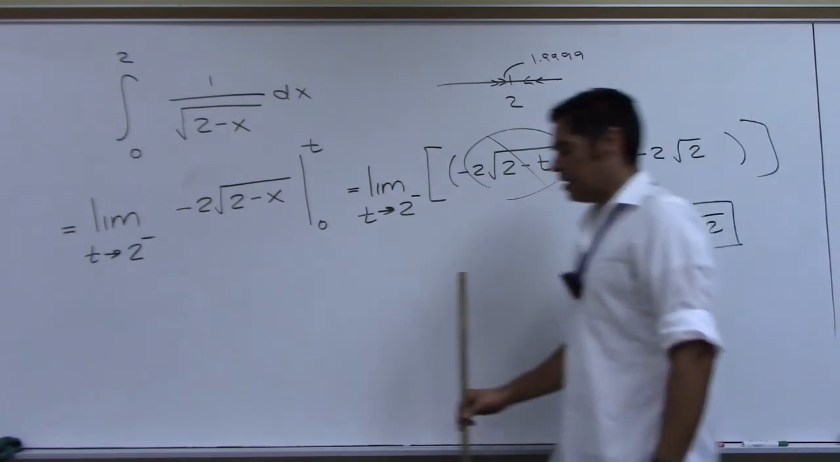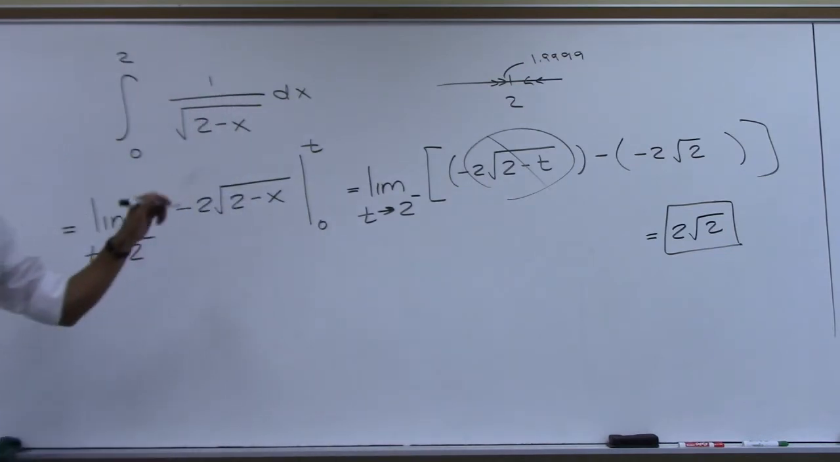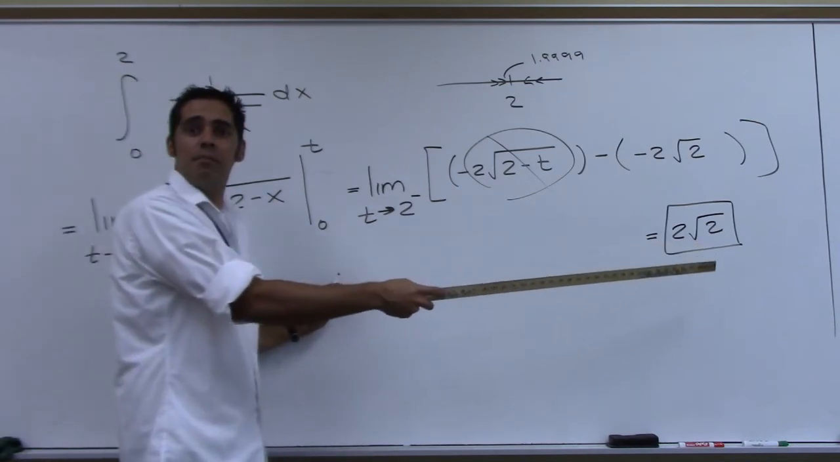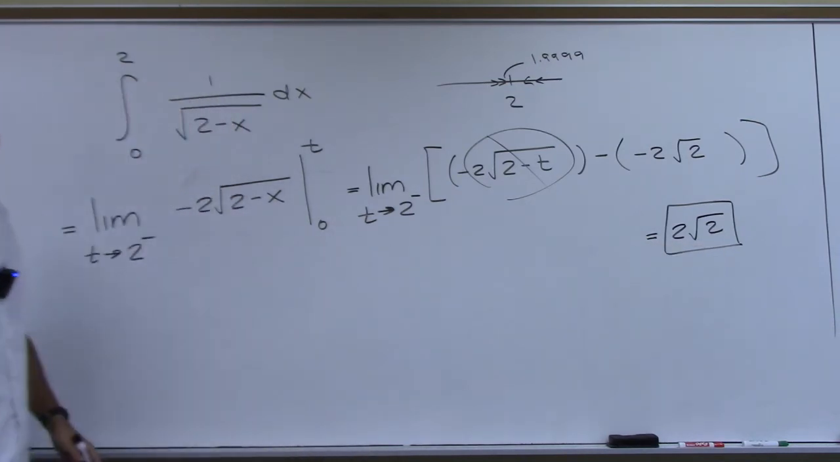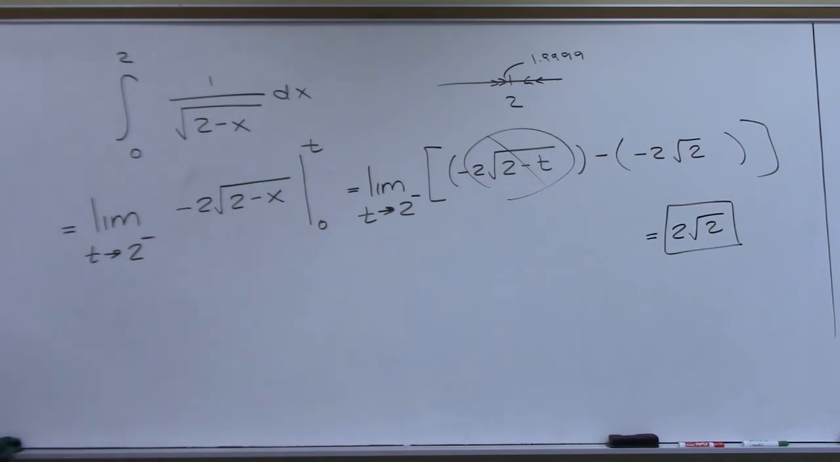So this integral converges. Now, you don't have to write converges. If you're giving me a numerical answer, you're kind of implying that it does go to a number. But if it diverges, you need to write down diverges. Questions?